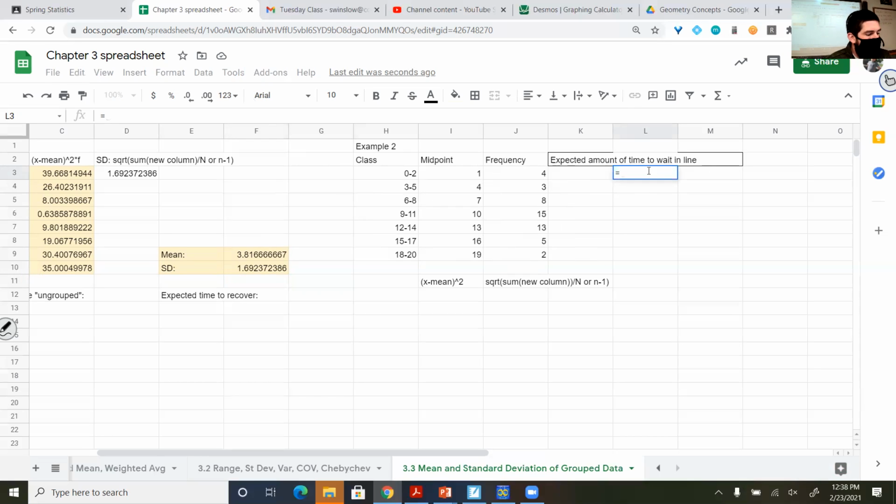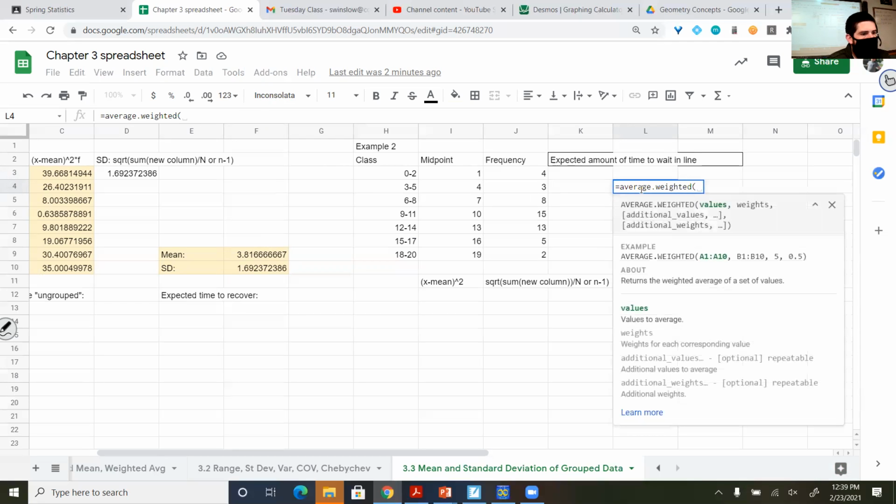And so my average is going to be equals the average, and again, it's average dot weighted. Hold up. There it goes. That's weird. I don't know why it's not doing it. Whatever. Just had to type it out.